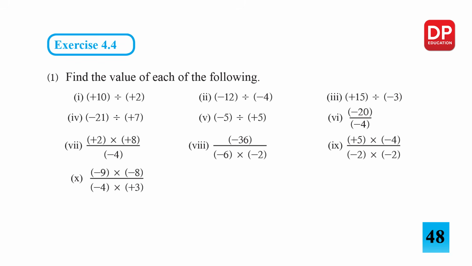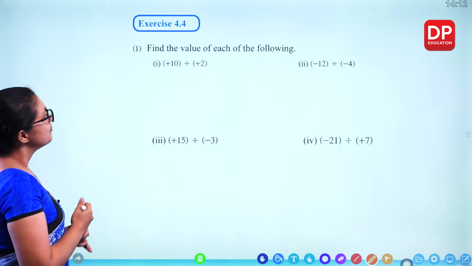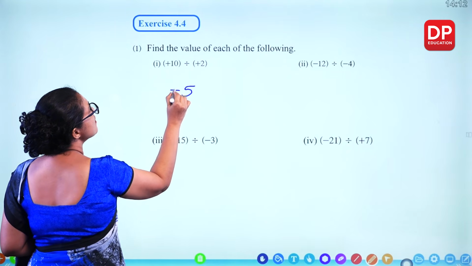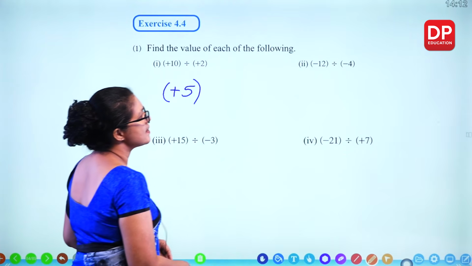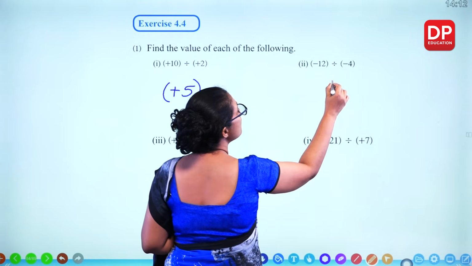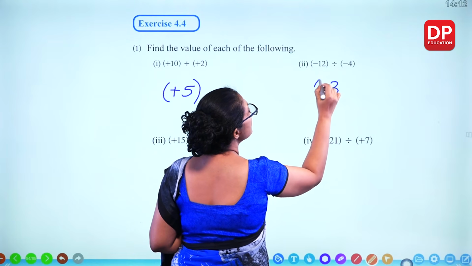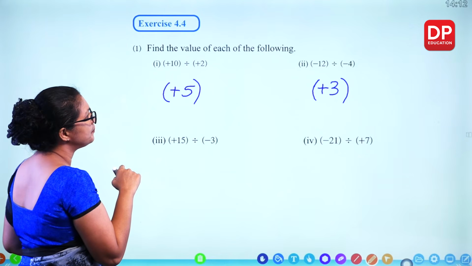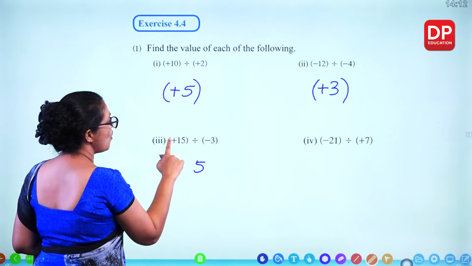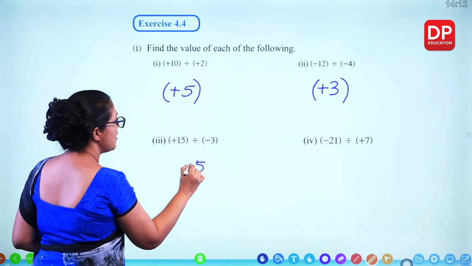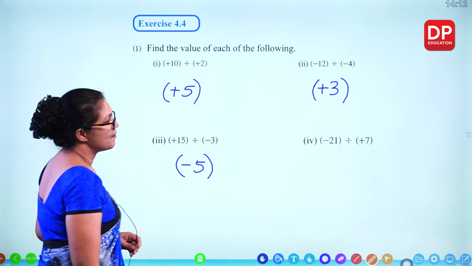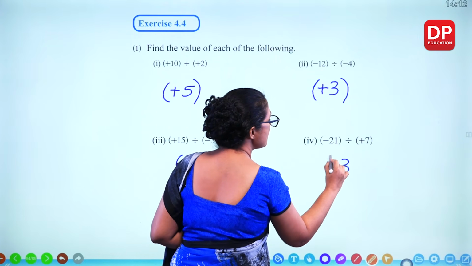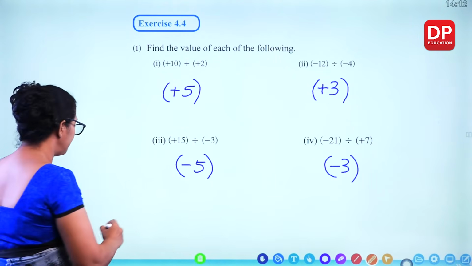Exercise 4.4. Find the value of each of the following. 10 and 2, division, you get 5. Plus and plus, both positive means the final answer is positive. 12 divided by 4, that's 3. Both negative means final answer is positive. 15 divided by 3 is 5. 1 is positive and 1 is negative. Answer is negative. Here 21 divided by 7 is 3. 1 is negative and 1 is positive. Answer is negative.